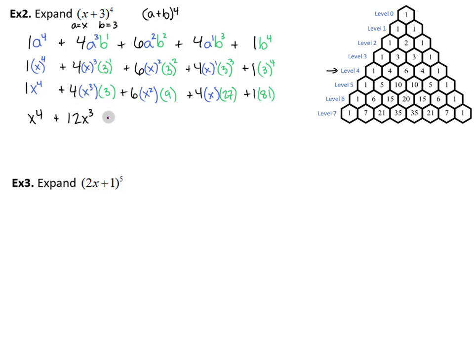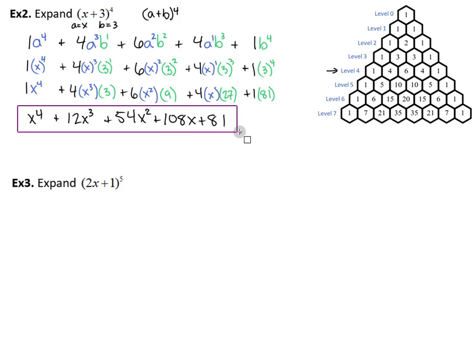Okay, plus 12x cubed. 6 times 9 is 54x squared. 4 times x times 27. 80 and 28 is 108x. And 1 times 81 is 81. So this would be if I took x plus 3 times x plus 3 times x plus 3, did that 4 times and wrote that whole thing out, we get our final answer here.